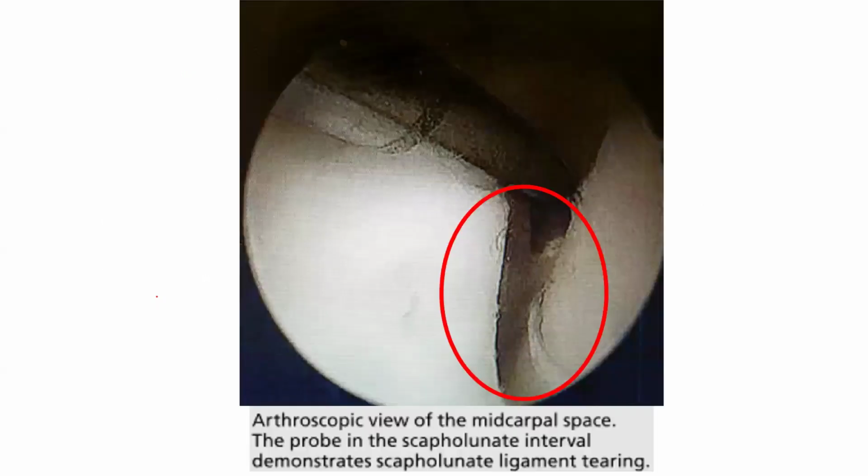This is an arthroscopic view of the mid-carpal space. The probe in the scapholunate interval demonstrates a scapholunate ligament tearing. You can see the gap between the scaphoid and the lunate. So the arthroscopic view gives us an accurate diagnosis.